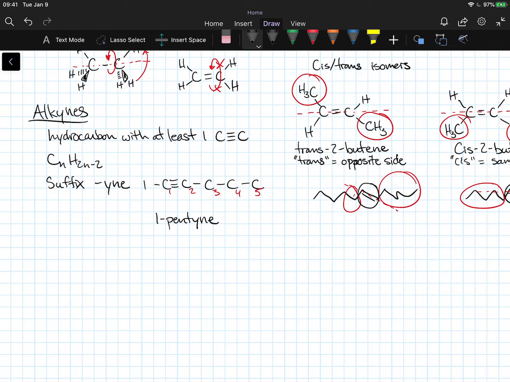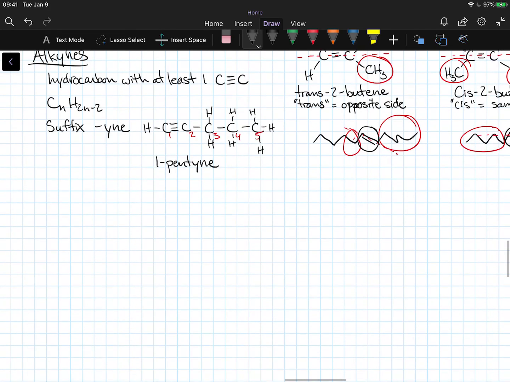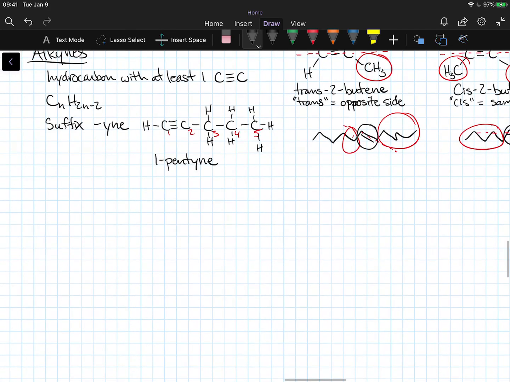Since this carbon has 3 bonds on one side, it only needs 1 more. The second carbon has 4 bonds already, so we don't add any hydrogens to it. And then we'd add the remaining number of hydrogens we need on the other side. So if this is pentyne, this should be 2n minus 2, so this should be 8 hydrogens, and there are 8 hydrogens, so we're good. We'd say C5H8.